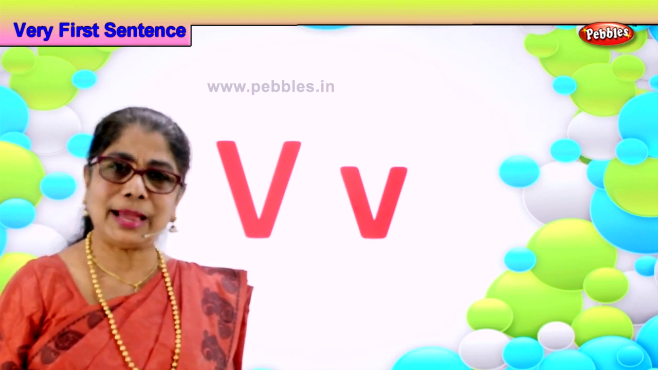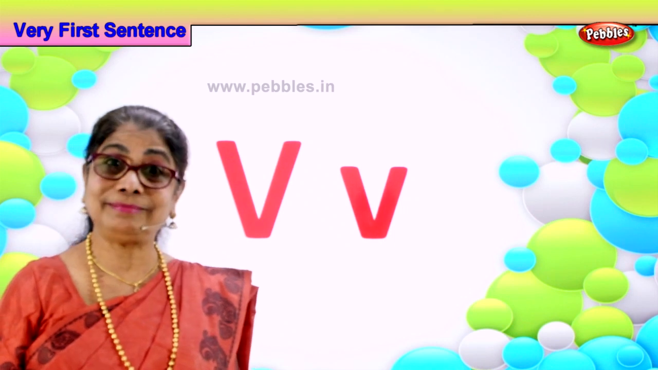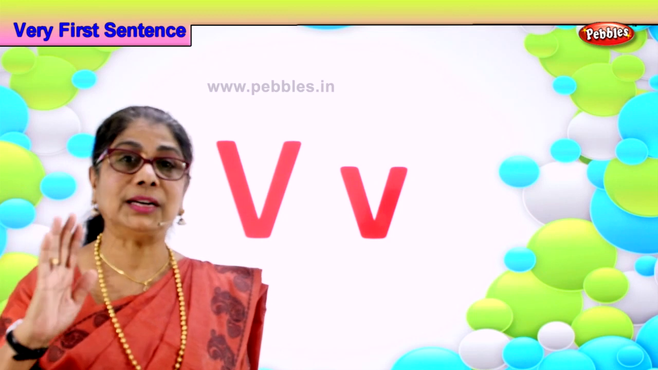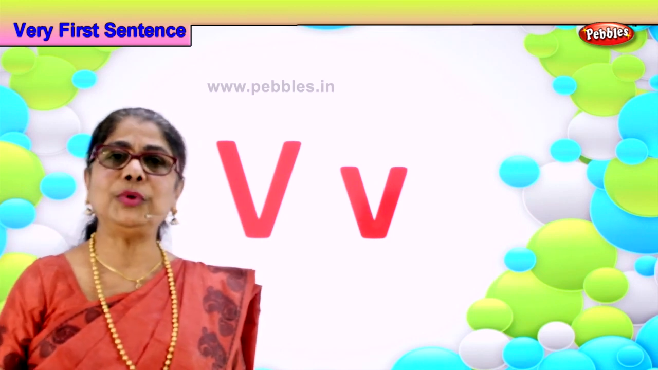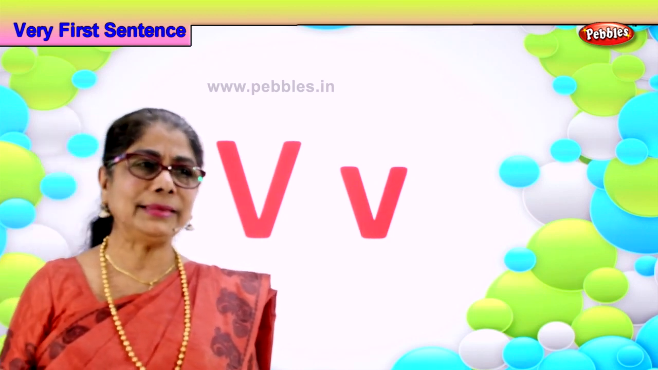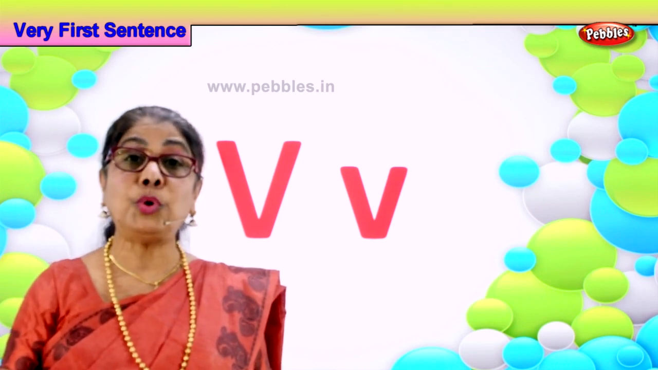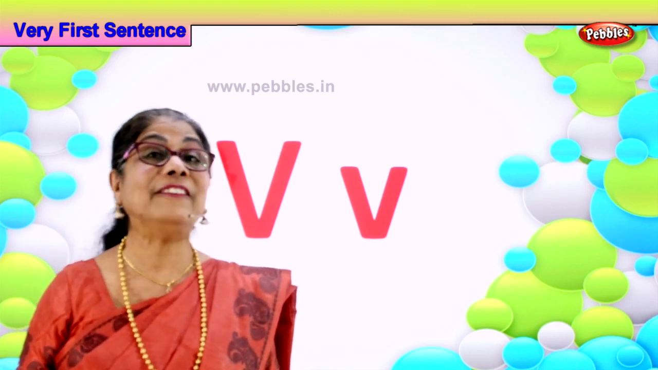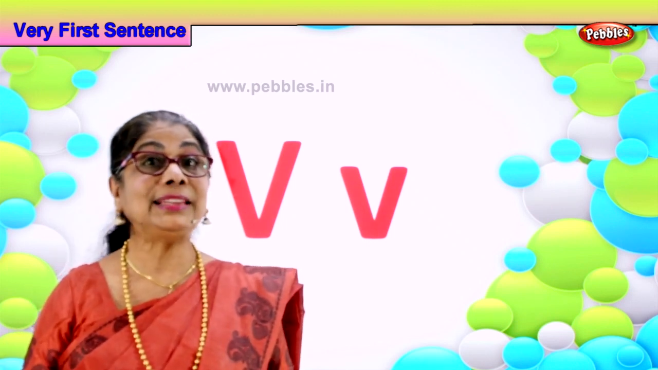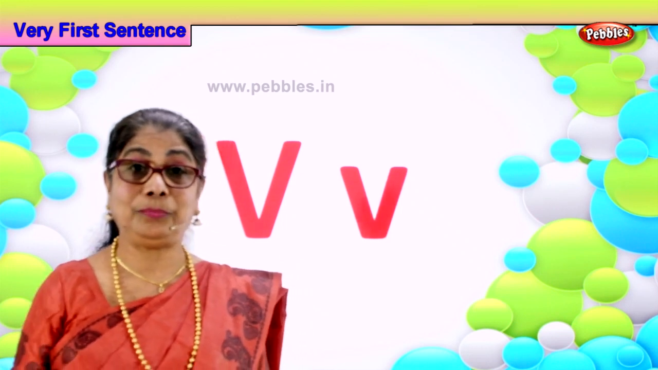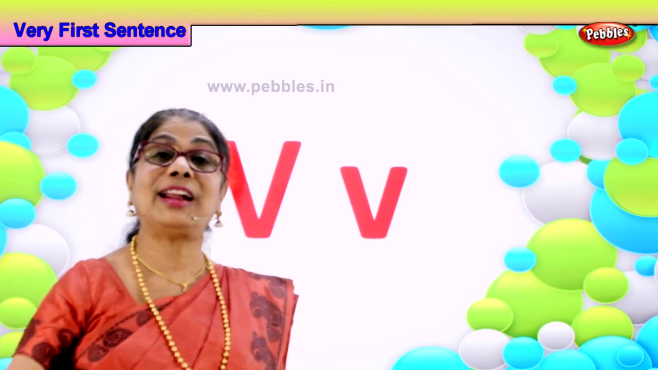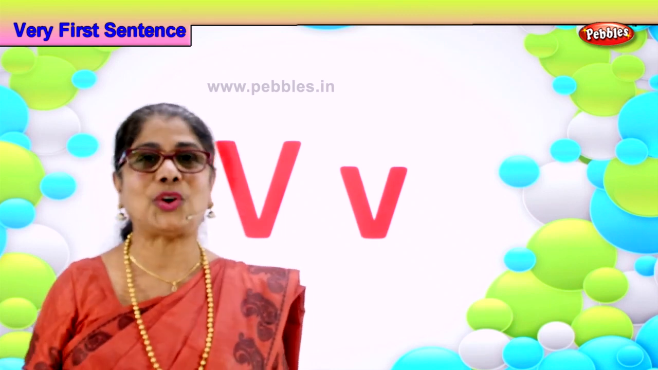To remember, we will also learn a song. Now V, the sound is V. Alright, now we are going to learn a song. Now there is a boy named Vicky. Yes, he lives in a village. He has his own van. So Vicky drives his own van around the village. That is the song.